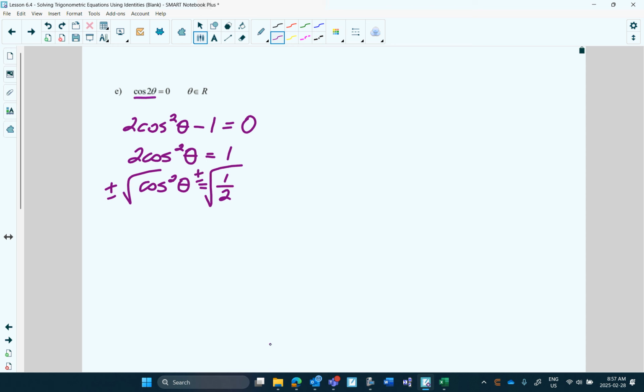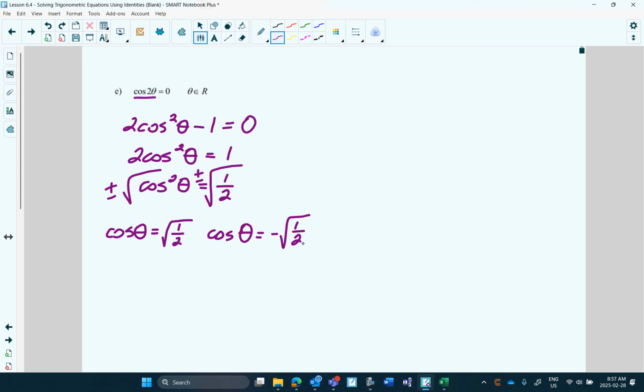Why do you have to put plus minus? Because like we learned in grade 11, the square root of 64: if I say x squared equals 64, x could be +8, could be -8. So I've got cos theta equals square root of 1/2. Cos theta equals negative square root of 1/2.